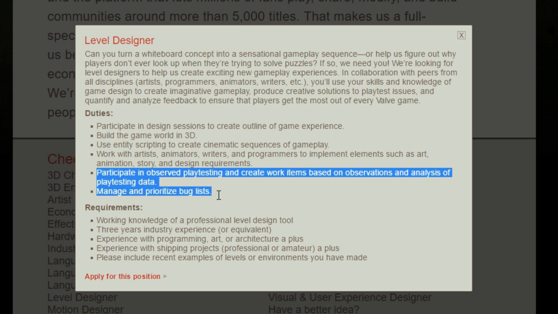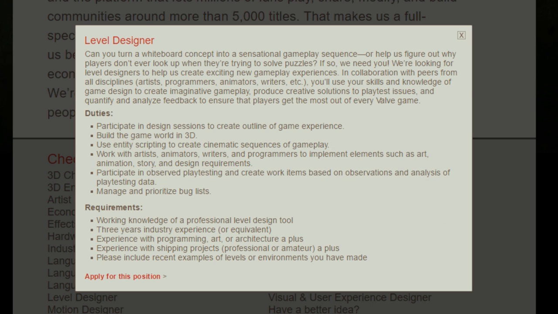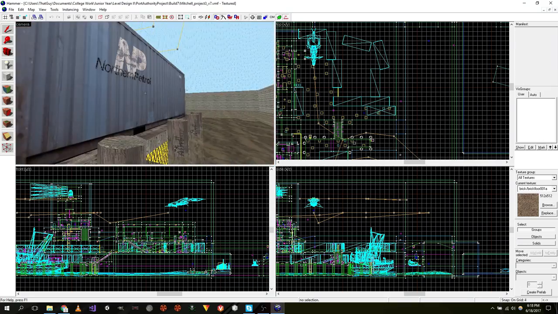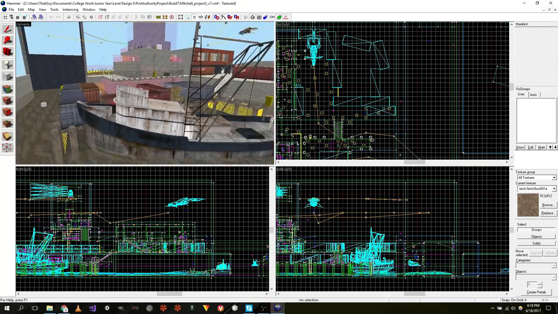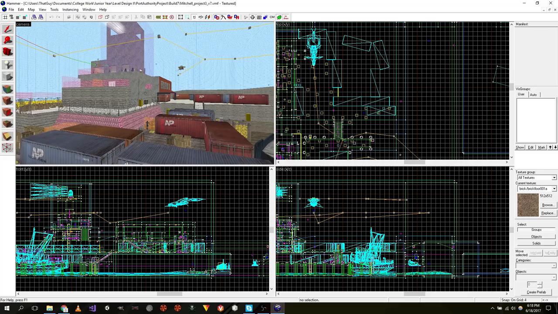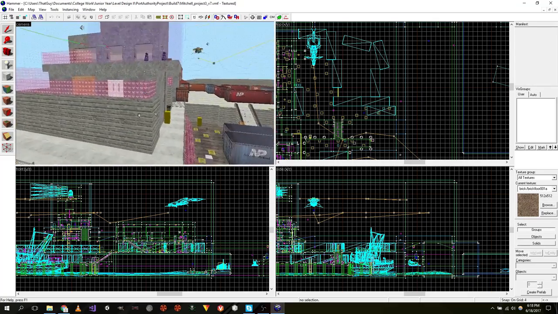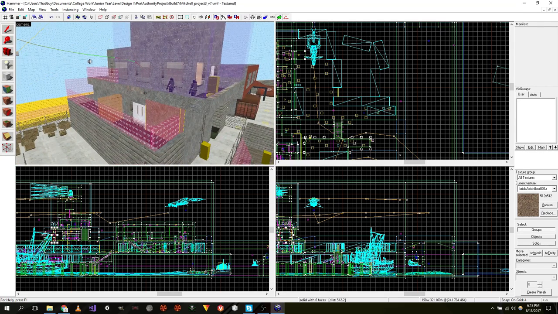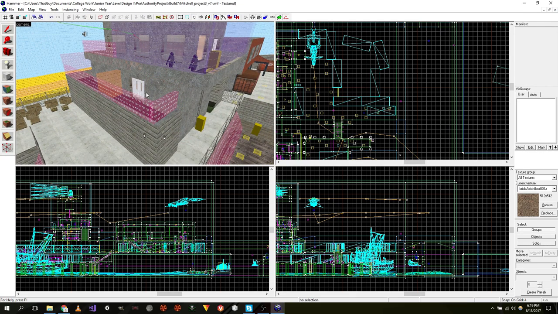Lastly, they need level designers who can participate in observed playtesting and create work items based on observations and analysis of playtesting data, and manage and prioritize bug lists. Well, that's a new one. There are some differences here. Bethesda has emphasis on writing, while there are writers at Valve, Half-Life isn't remembered mostly for its story. Valve also mentions needing to participate in playtesting and bug fixes. Frankly, I'm surprised this isn't mentioned in Bethesda's posting.